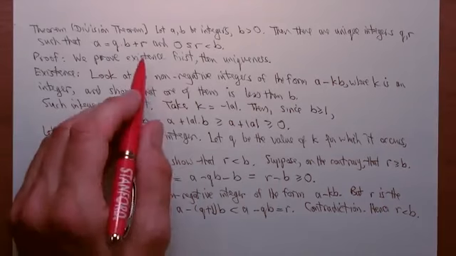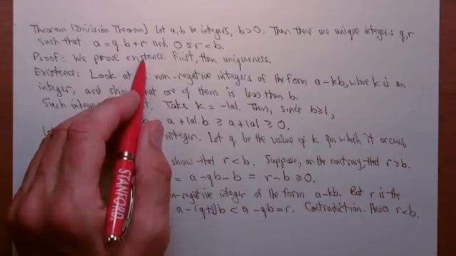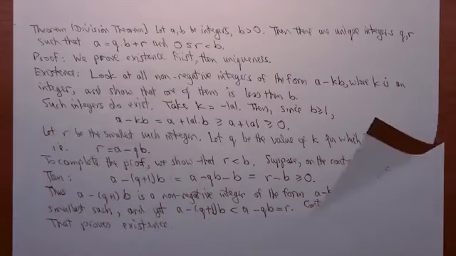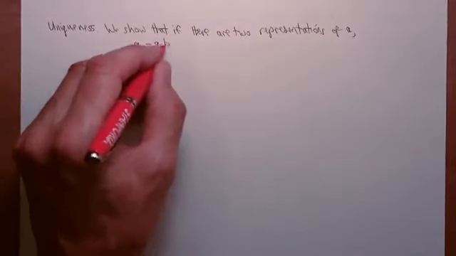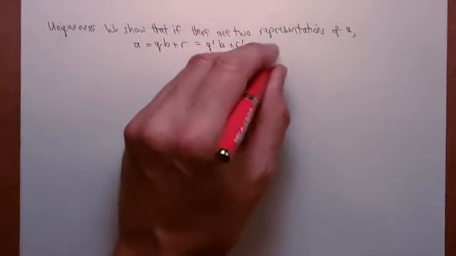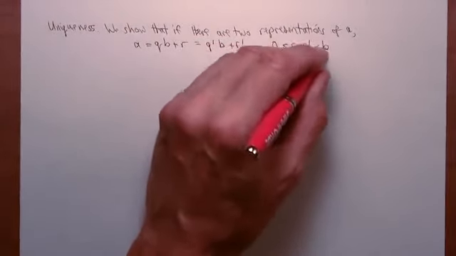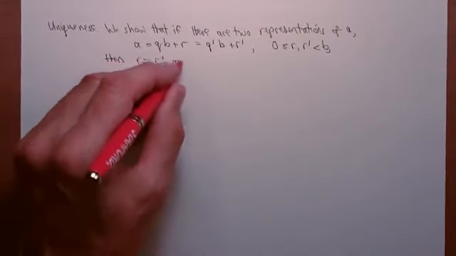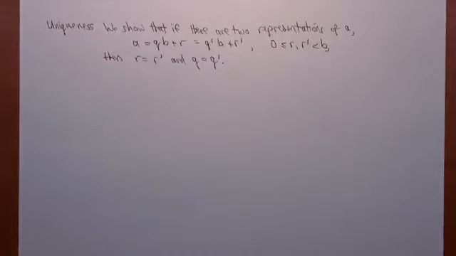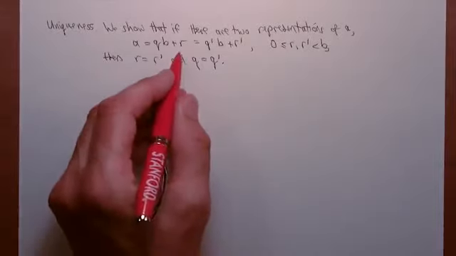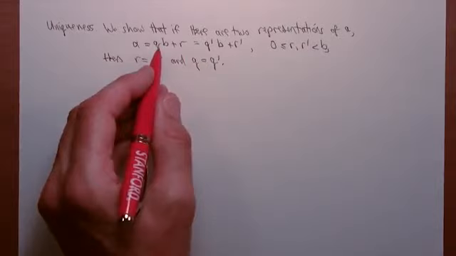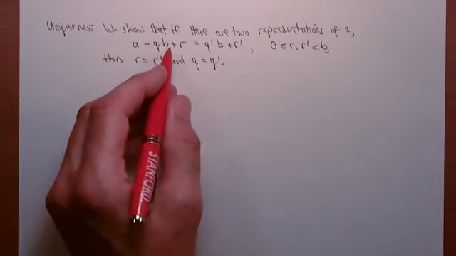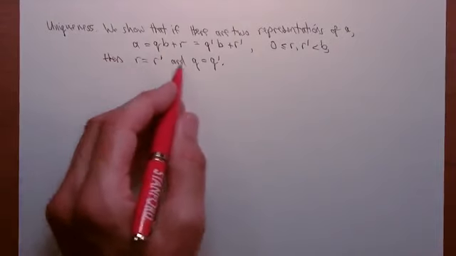Okay, well, that proves existence. Then we need to turn to uniqueness. To prove uniqueness, we show that if there are two representations, a equals qb plus r, and a equals q prime b plus r prime, with 0 less than or equal to r and r prime less than b, then r equals r prime and q equals q prime. So the first part of the division theorem, the existence part that we've already proved, shows that there are representations of this form. What we're now doing is showing that if there are two such representations, then in fact they're identical. The r is the same and the q is the same.